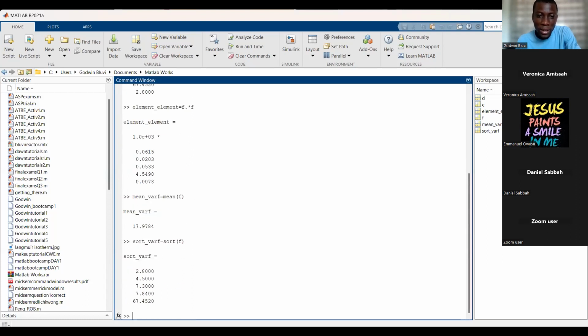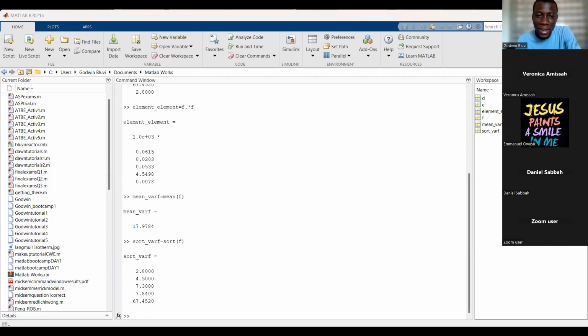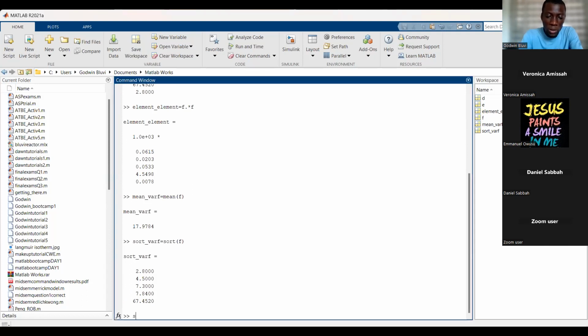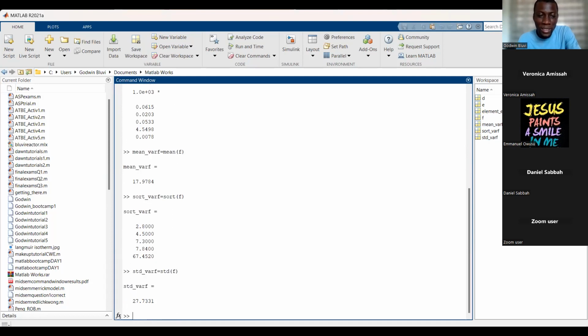Okay. Then the next question said compute the standard deviation. So the standard deviation of variable F will be equal to what? STD open bracket F. So the standard deviation is 27.7331. Are we good? Did we get this? Like those of us who have tried it.